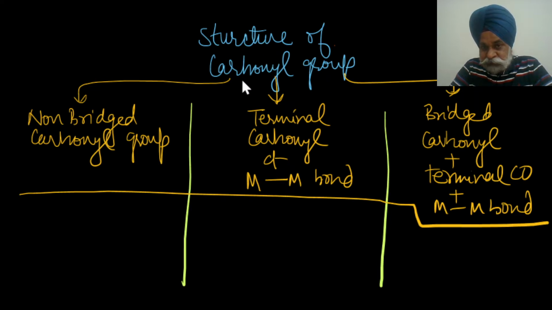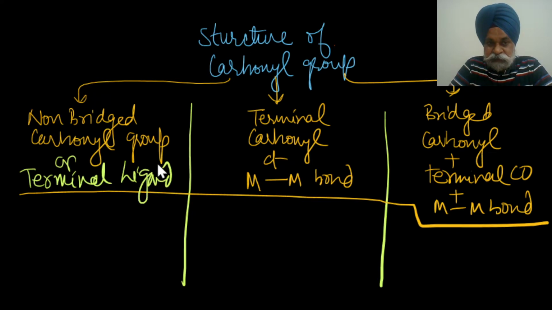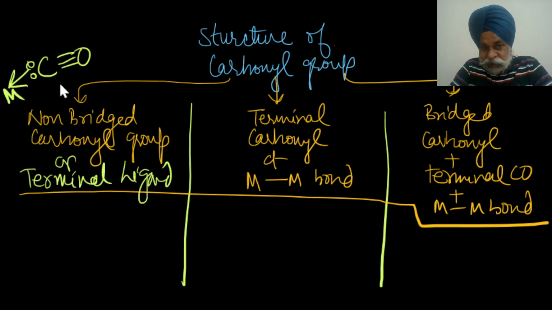On the basis of classification based on the carbonyl group, one is when carbon monoxide behaves like a terminal ligand, meaning CO is giving its electron density directly to the metal from one side. That is what you call a non-bridged carbonyl group or terminal ligand. Then there could be a case where the terminal ligand is already there, but a metal-metal bond is also present in the metal carbonyls. This is one case. And the third case is very, very important, where a bridged carbonyl is also present.